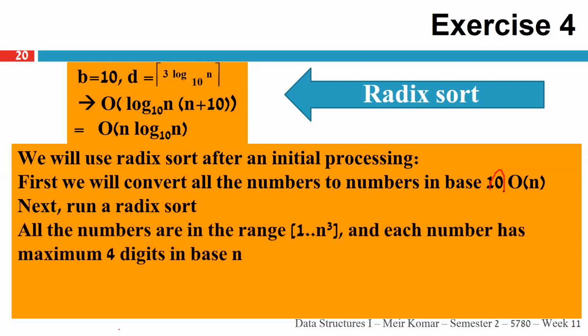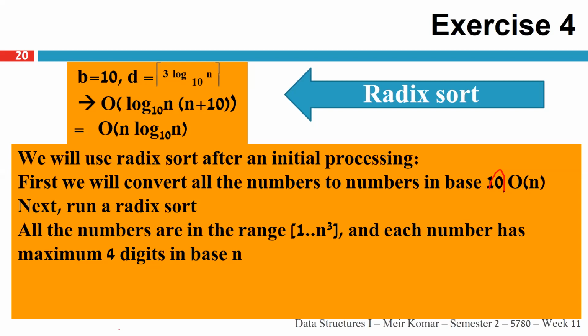Let's take a look. All the numbers are in the range of 1, 2, up to n cubed. So the maximum number of digits is going to be 4, no more than that, because they're up to n cubed. So I have the ones, the n's, the n squareds, the n to the power of 3. So the largest number is 1000 in base n. If I take the number n cubed in base n, the number is 1000, 4 digits.